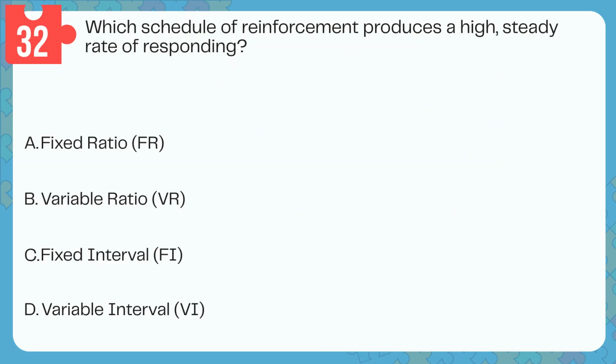Question 32. Which schedule of reinforcement produces a high, steady rate of responding? A. Fixed ratio, FR. B. Variable ratio, VR. C. Fixed interval, FI. D. Variable interval, VI.